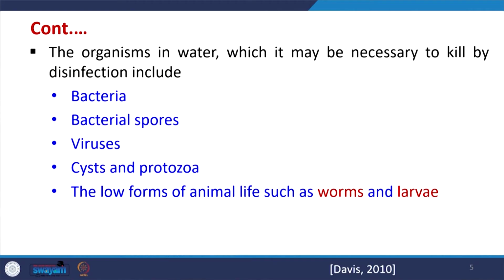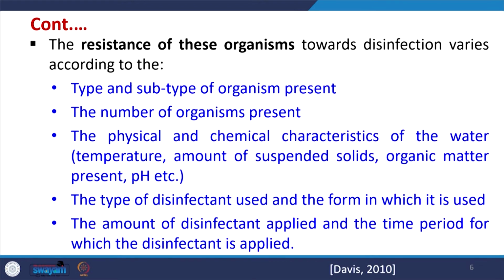Now, the organisms in water which are very necessary to be removed via disinfection include bacteria, various types of bacterial spores, viruses, cysts and protozoa, and the low forms of animal life such as worms or larvae. All these we always target to be removed from the water, so that we can use the water for drinking. They may be removed by using the various chemicals which we have discussed, or ultraviolet radiation or some other techniques. So, we have to employ these.